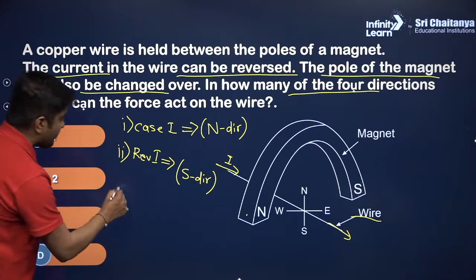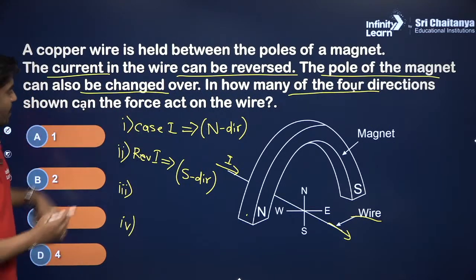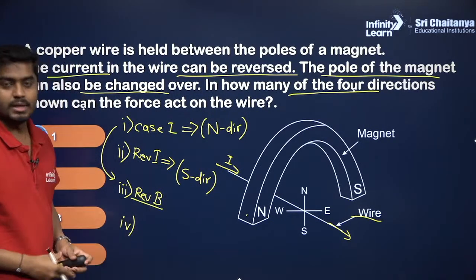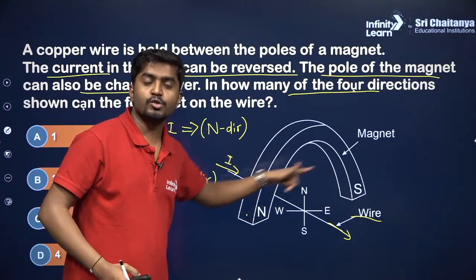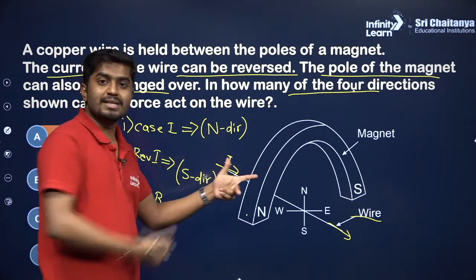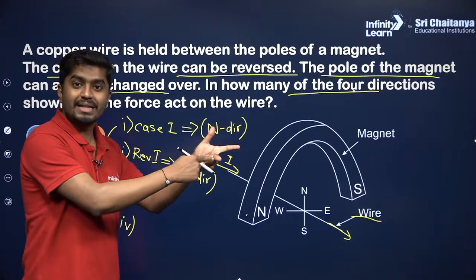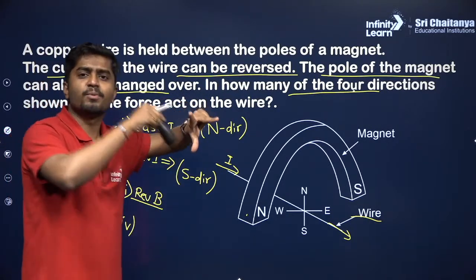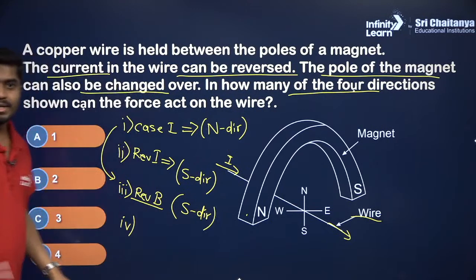Okay, so now case number 3 and case number 4. We have to use the current direction as case number 1, but reverse the magnetic field. When the current was coming out of the page, the magnetic field was from north to south. We have to reverse the magnetic field, but the current should be same. You have to rotate the first finger, keeping the second finger same. Now see the thumb. Thumb is pointing downwards, in the south direction. That is the third case.